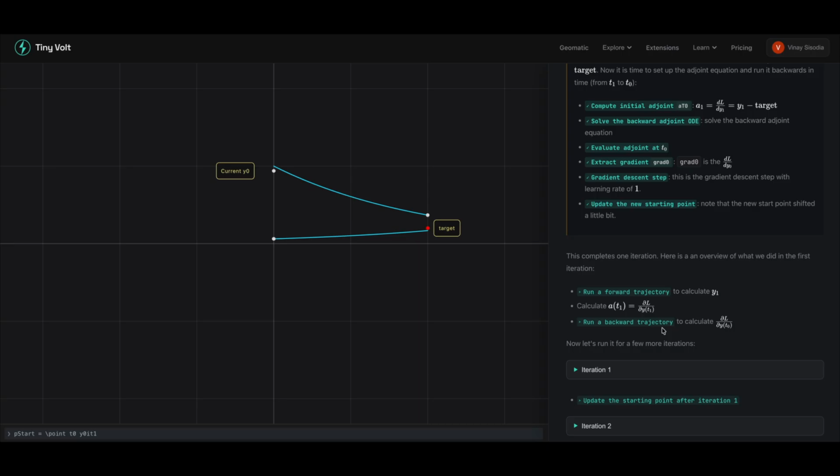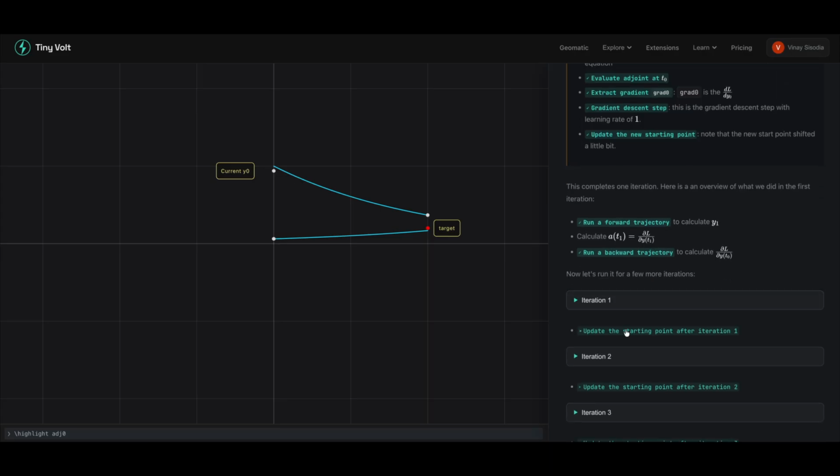And let's run a few more iterations of this. So just to reiterate, we had the forward trajectory here, the endpoint of which was a bit different from the target point. So based on that, we calculated the loss, and then we ran the backward trajectory of the gradient of that loss and evaluated the endpoint of that trajectory, which gives us the gradient with respect to the initial condition, and based on that we updated the initial condition using gradient descent. Let's do it all over again.